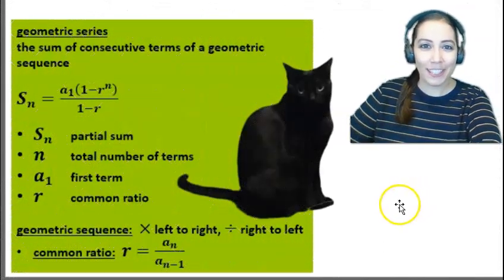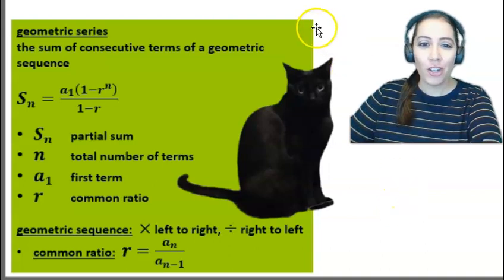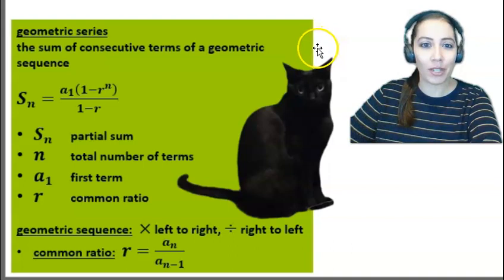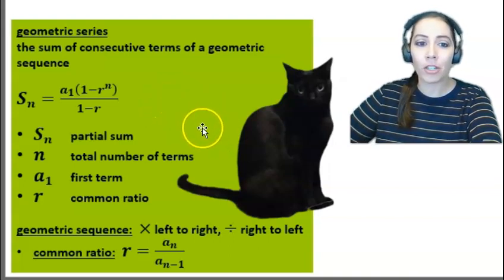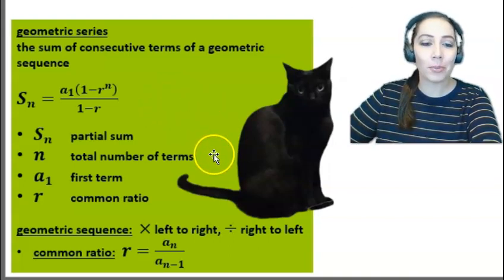Chloe is here with her latest cheat sheet notes. She wants you to know that a geometric series is the sum of consecutive terms of a geometric sequence. The formula to help with the geometric series is S sub n equals a sub 1 times the quantity of 1 minus r raised to the nth power all over 1 minus r. S sub n is the partial sum, n is the total number of terms, a sub 1 is the first term, and r is a common ratio.